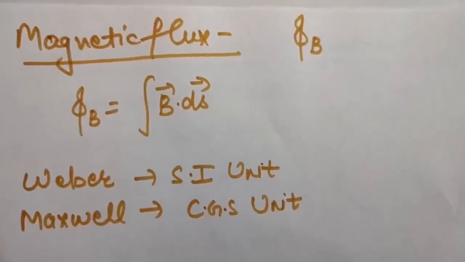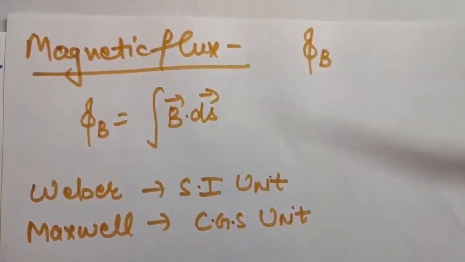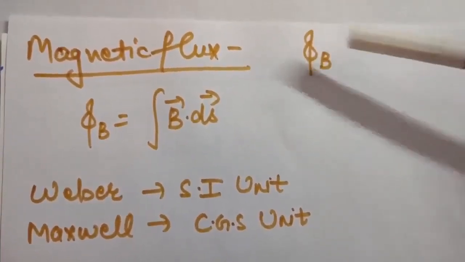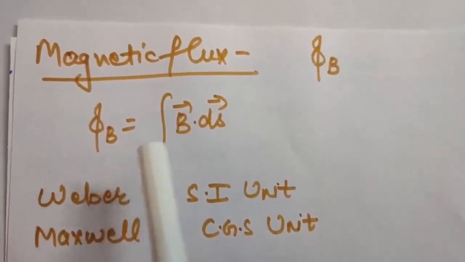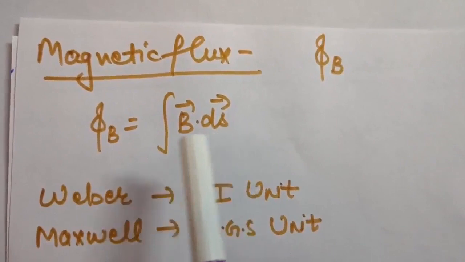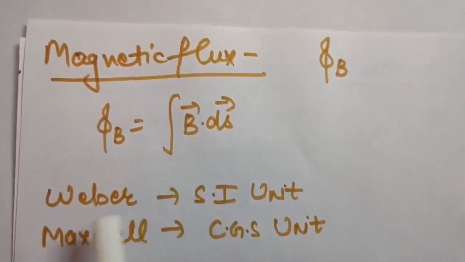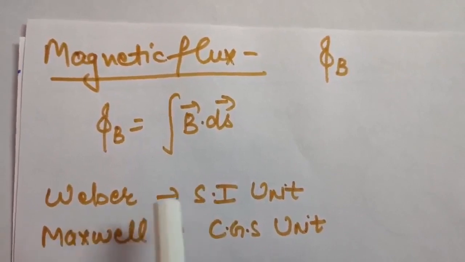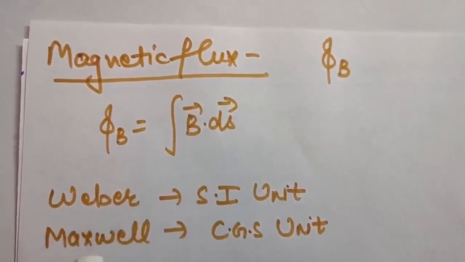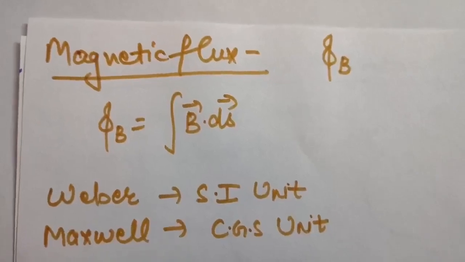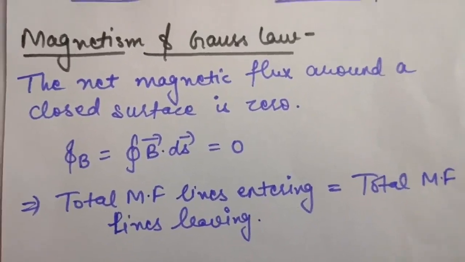Okay, so the next topic is magnetic flux. As the electric flux was denoted by φE, similarly magnetic flux is denoted by φB. Similarly it is defined as the dot product of magnetic field and the area vector, that is φB is equal to the integration of B dot dS. The SI unit of magnetic flux is Weber and its CGS unit is Maxwell.